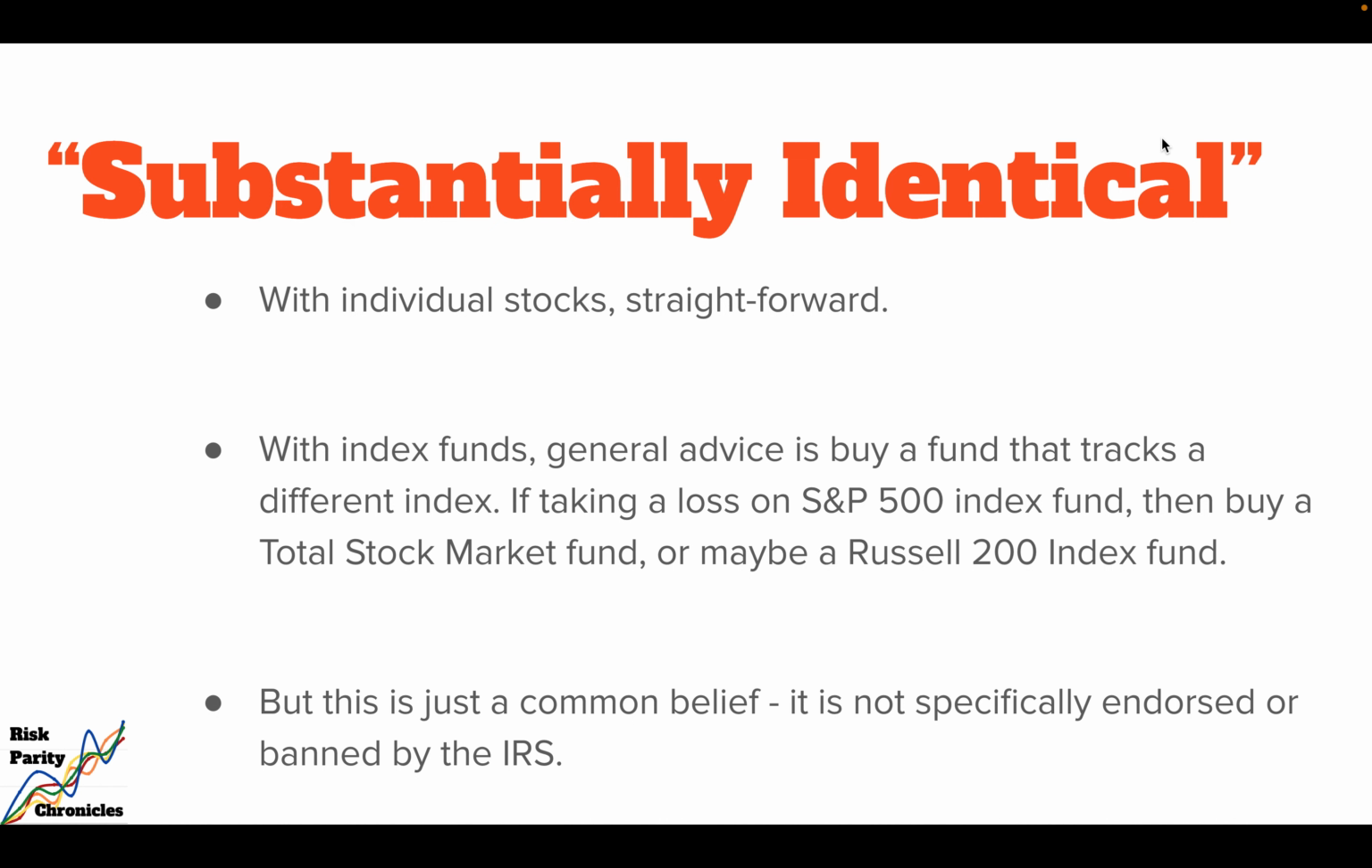And the general advice, in order to avoid something substantially identical, is that you want to buy an ETF that tracks a different index. Meaning, if you take a loss on an S&P 500 index fund, you cannot go buy another S&P 500 index fund. Instead, you should buy an ETF that tracks a totally different index, like the total stock market, which is then 7,000 companies, not just 500, or maybe a Russell 2000 index fund, which tracks 2,000 companies, not 500. And generally, in the personal finance community, that's considered to be not substantially identical and therefore allowed.